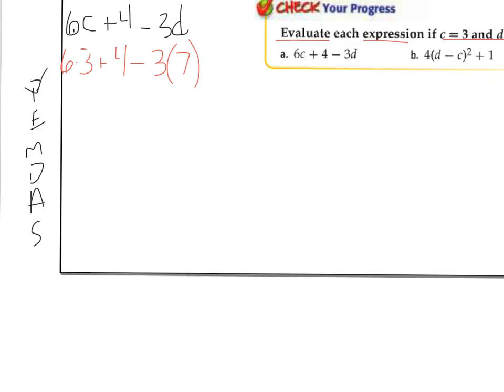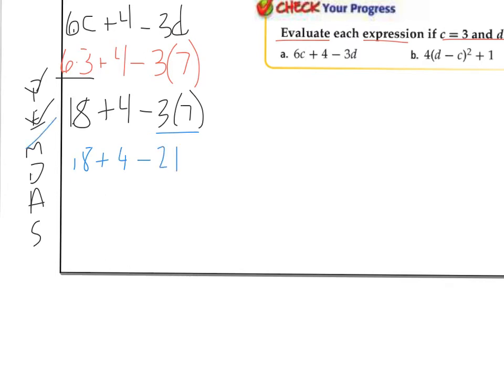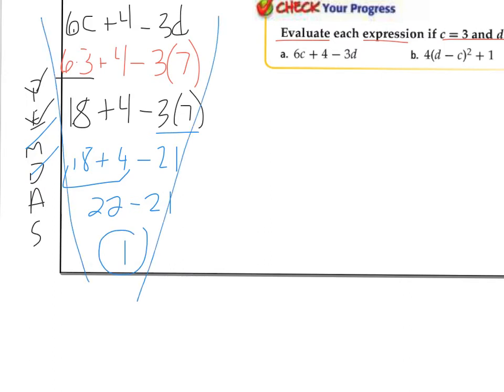Nothing in parentheses. There's no exponents. There's multiplication left to right. So I do that. 6 times 3 is 18. Rewrite my problem. There's more multiplication. 3 times 7. So I rewrite 18 plus 4 minus 21. So I did multiplication. There's no division. There is addition and subtraction. Do what is left to right. So 18 plus 4 would be 22 minus 21 for an answer of 1. Again, notice I showed all my work and made a nice V going down.